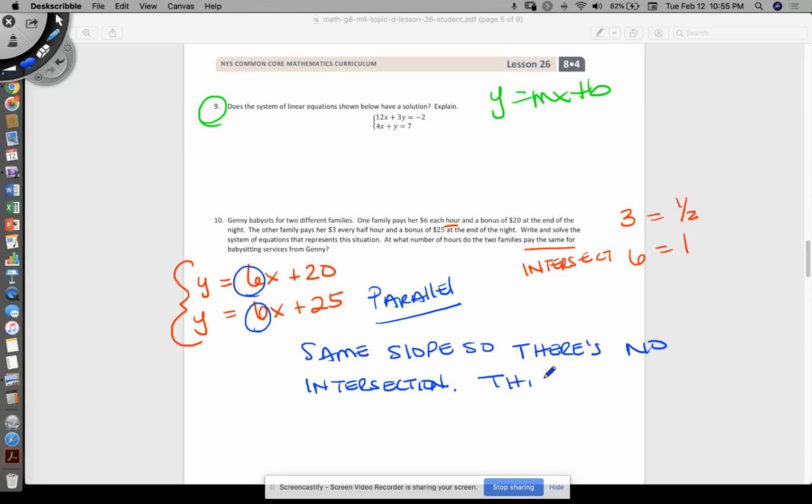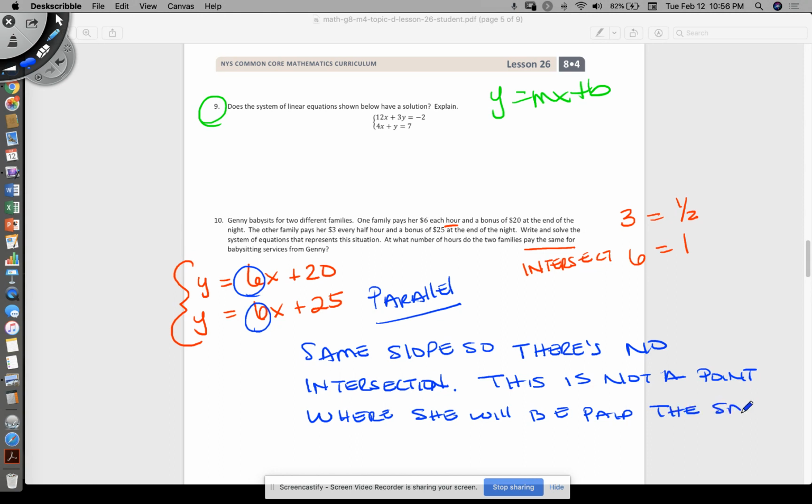This is not a point where she will be paid the same by both families.